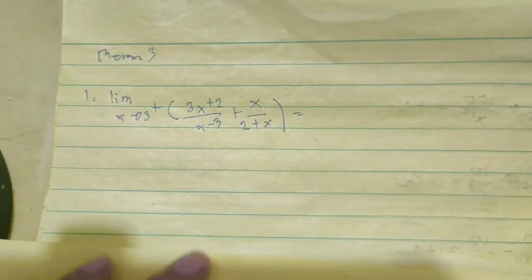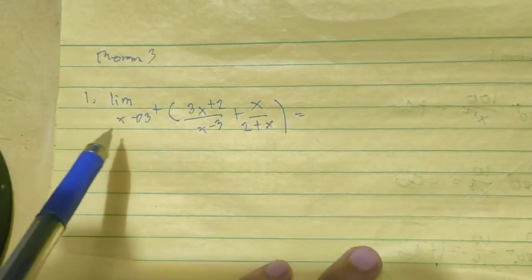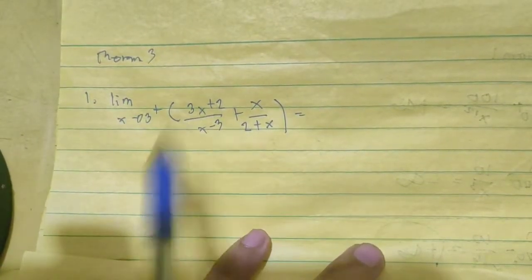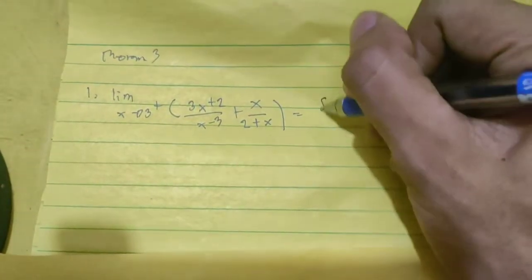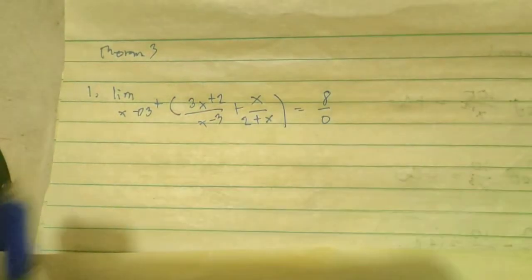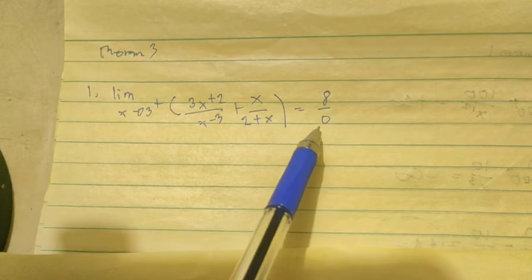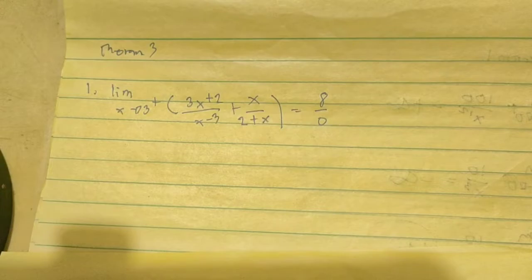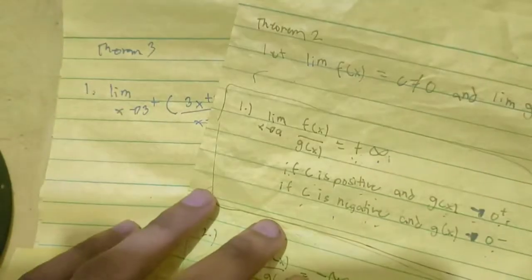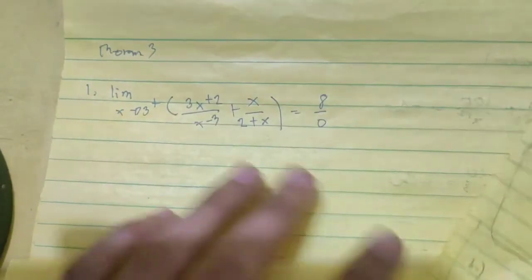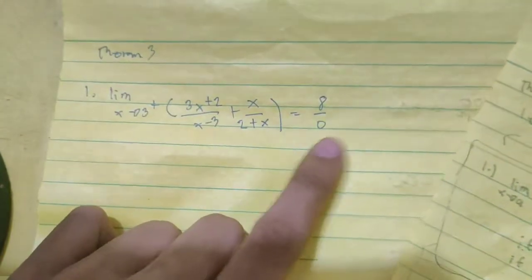So, our limit, x approaches 3 from the right. So, we will answer this. The answer of this one is 8/0. What do you think? Is this positive infinity or negative infinity? According to the law, if our constant is positive and it approaches from the right, it should be positive infinity. So this is positive infinity.